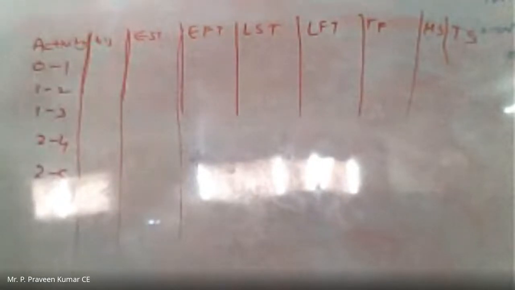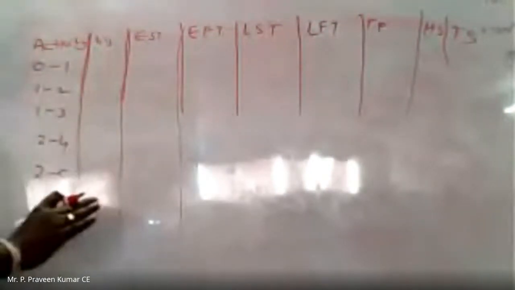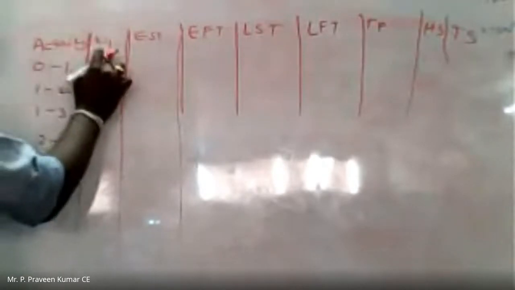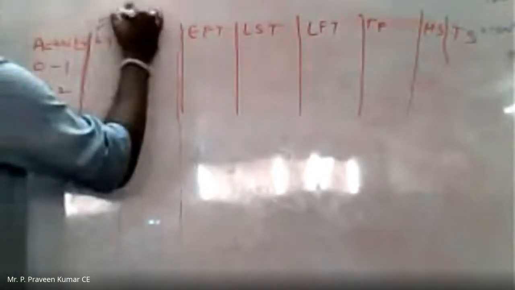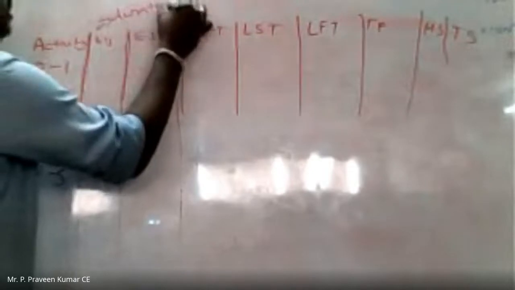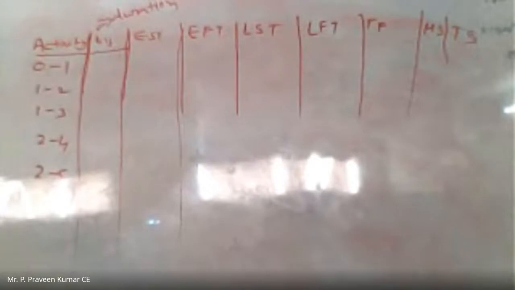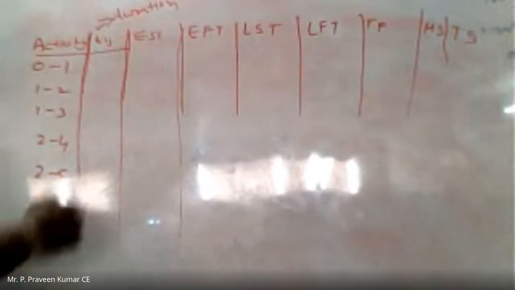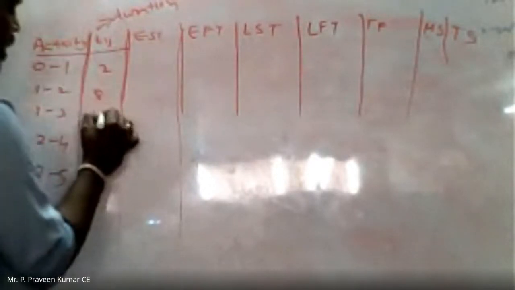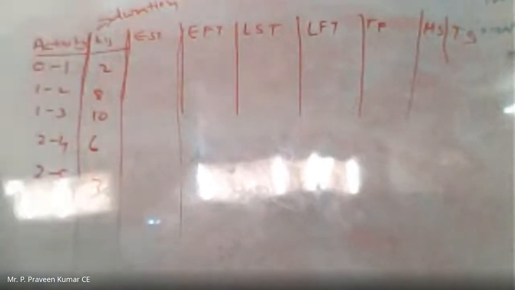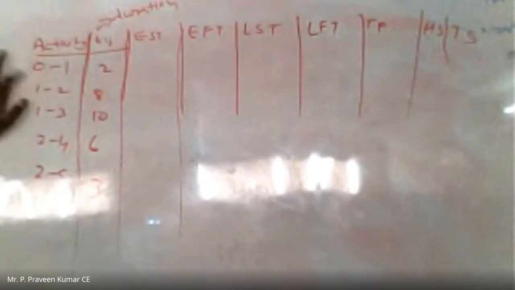Now, what is the duration time of these particular activities? This part is given in the problem itself. Please don't get confused. This Tij is nothing but duration. The durations are 2, 8, 10, 2, 8, 10, 6, 3, 3. This part is given in the problem itself.